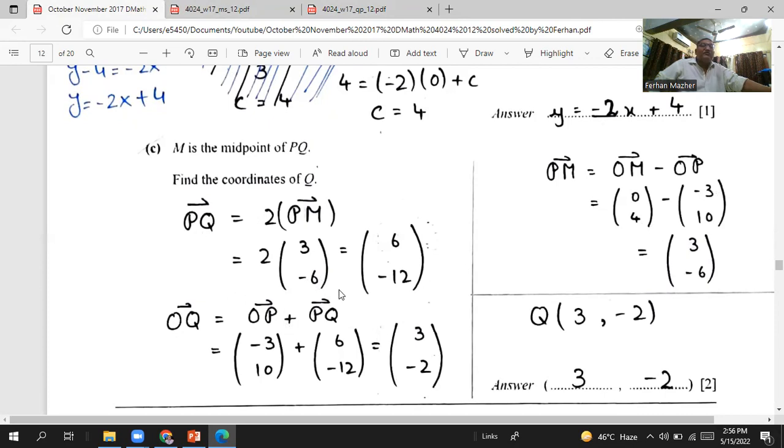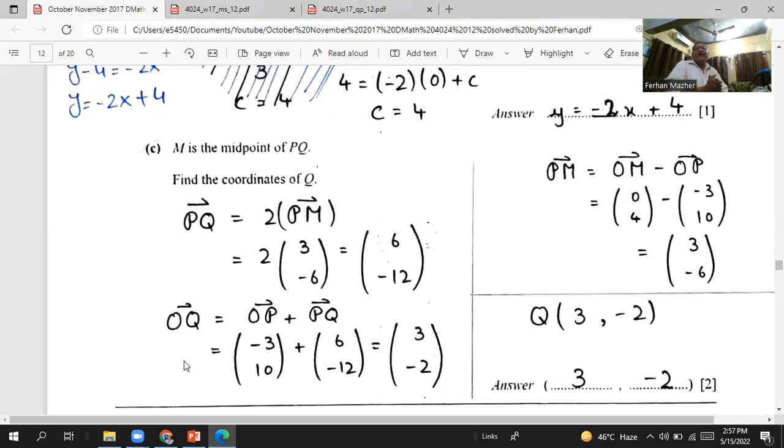So I will write the position vector for PQ. OQ equals OP plus PQ. I want to find OQ, the coordinates of Q. I know the position vector of P, that's (minus 3, 10). The PQ we just found is (6, minus 12). So it will be minus 3 plus 6, which is 3, and 10 plus minus 12, which is minus 2. So the position vector of Q is (3, minus 2). Whatever the position vector is, the coordinates are the same. So the coordinates of Q are (3, minus 2). Here my student has used the vector method to find the extreme point Q.